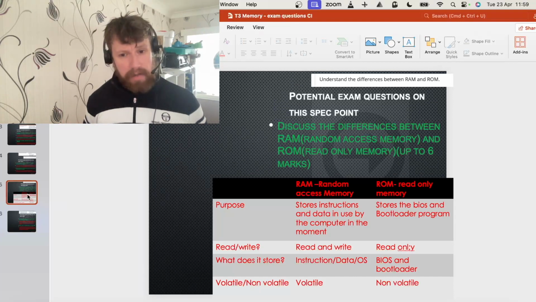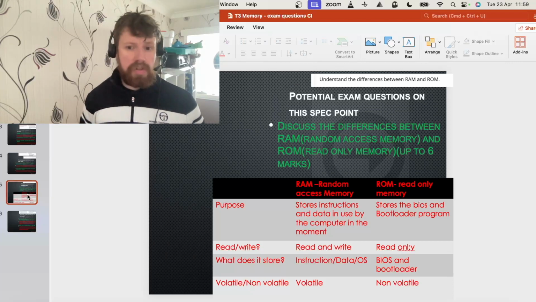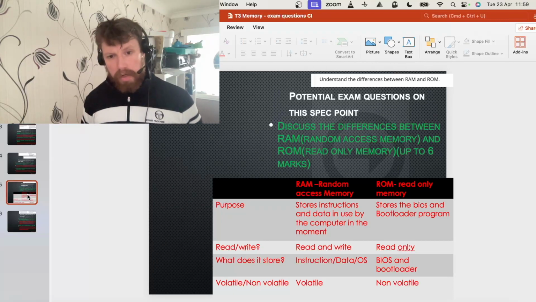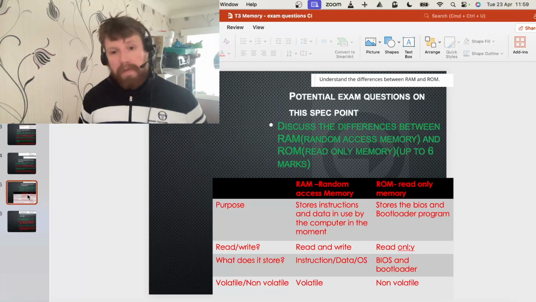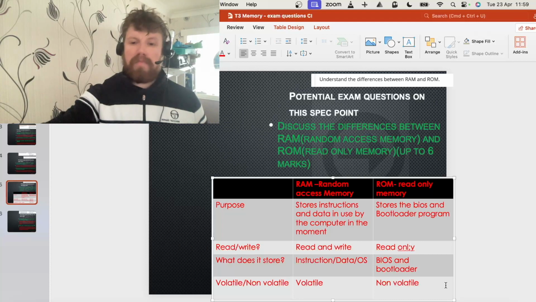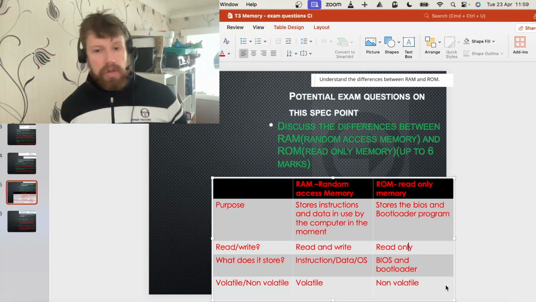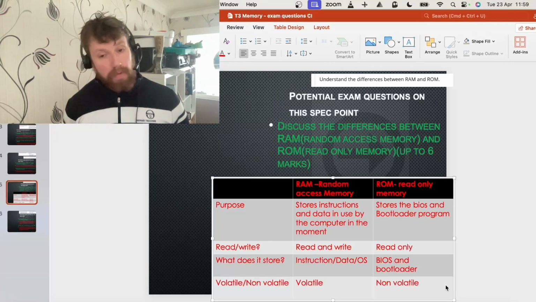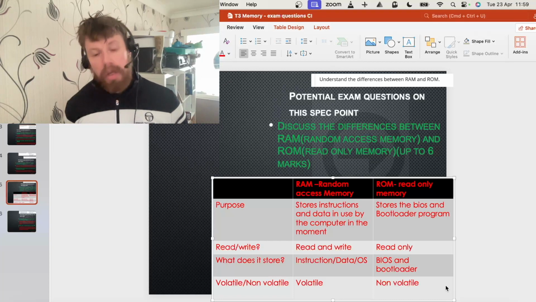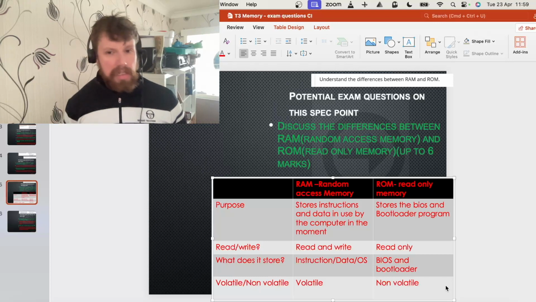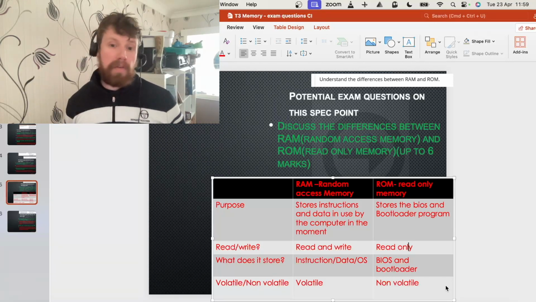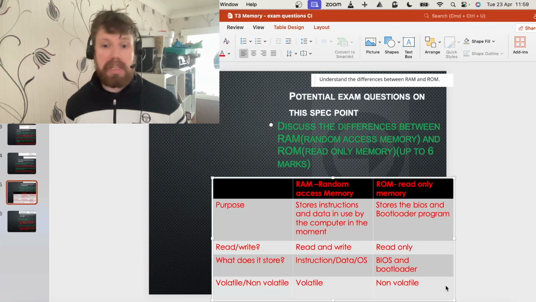RAM stands for random access memory, and its purpose is to store instructions and data in use by the computer at the moment. ROM stores the BIOS and bootloader program. Read and write privileges: with RAM, you've got read and write. ROM is read only, so it's just read-only memory. What does it store? In RAM, you've got instructions, data, and the operating system that is currently in use. And then ROM stores the BIOS and the bootloader. We've already talked about whether it's volatile or non-volatile, but if you get that table down, that's a nice easy way to have the differences between them, where if you potentially get a 6 marker, you can use these different points to help you.